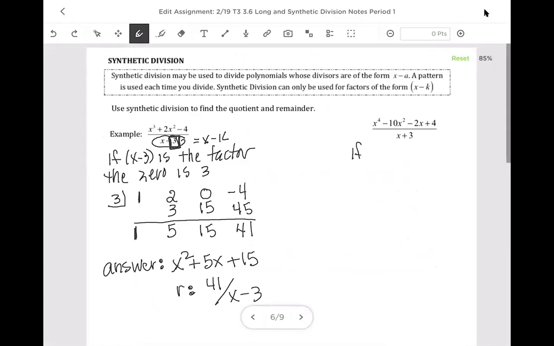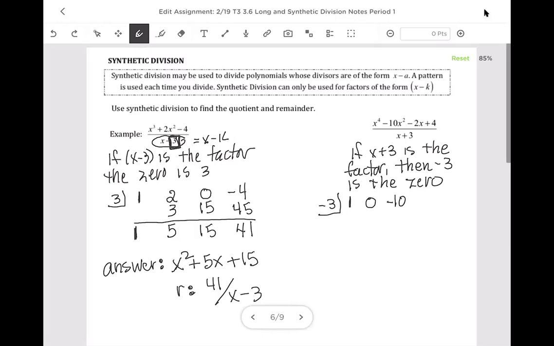So if x plus 3 is the factor, then -3 is the 0. And what we do is we say, put it in the house. Put -3 in the house. So you can think of that little box there as the house. Write your coefficients. X to the 4th has a coefficient of 1. X cubed is missing, so we have a 0 placeholder. -10 is the x squared. -2 is the x, and 4 is the constant term.